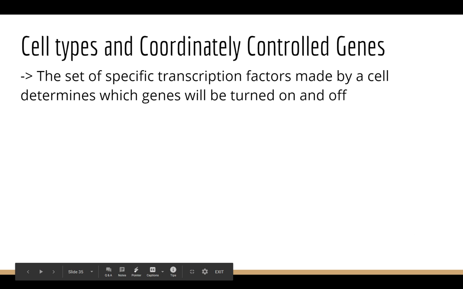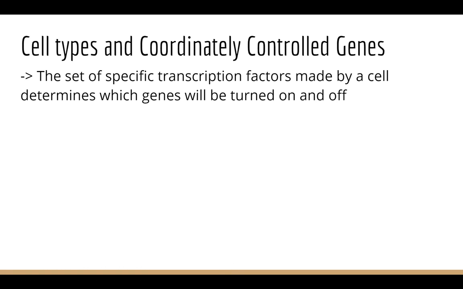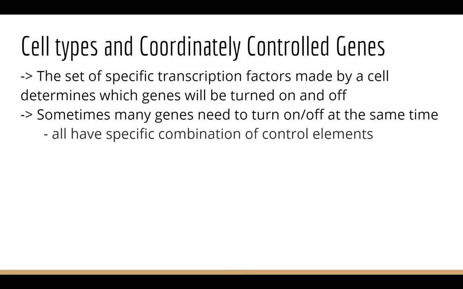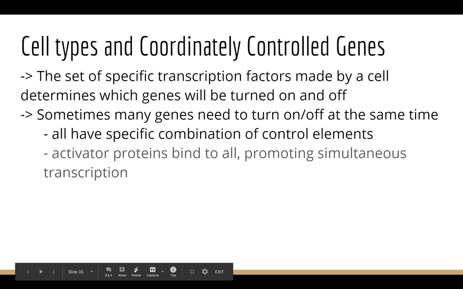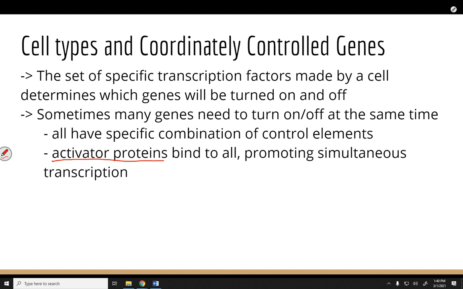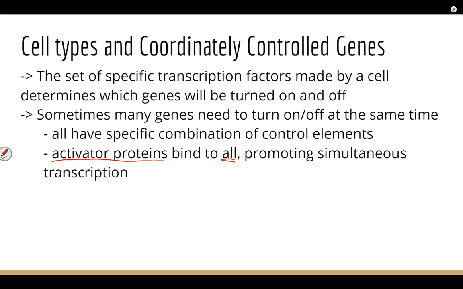And so each of the genes has its own set of specific transcription factors. And the ones that are made in that cell will determine what's turned on and off. If we need to turn on a lot of genes at the same time, they each have their control elements, but if they all need to turn on at the same time, then the activator protein is a protein that's able to bind to all of them. Basically, you can think of it as one switch that controls all the lights in a room.